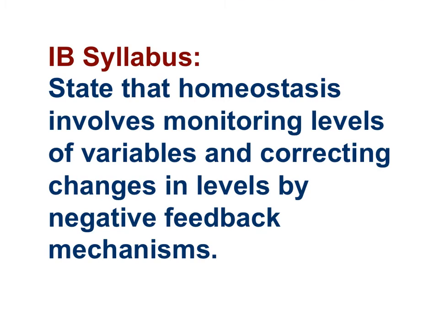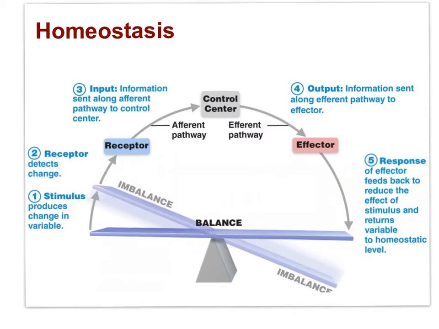Homeostasis involves monitoring levels of variables in the body and correcting the changes in those levels by negative feedback mechanisms. The nervous system, particularly the central nervous system, monitors levels of variables like body temperature. Negative feedback mechanisms return the body to balance, maintaining a steady internal state. The house is dark. There is a creaking sound and the door moves slightly. There are stimuli being detected by your senses.